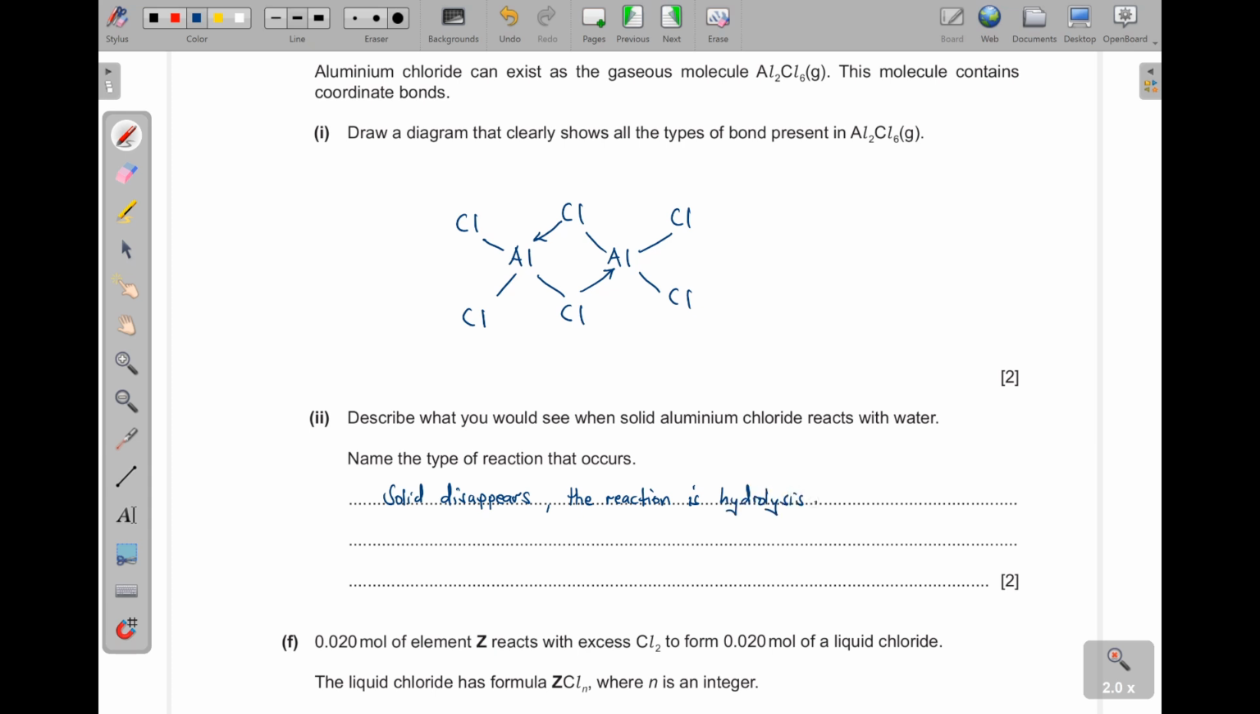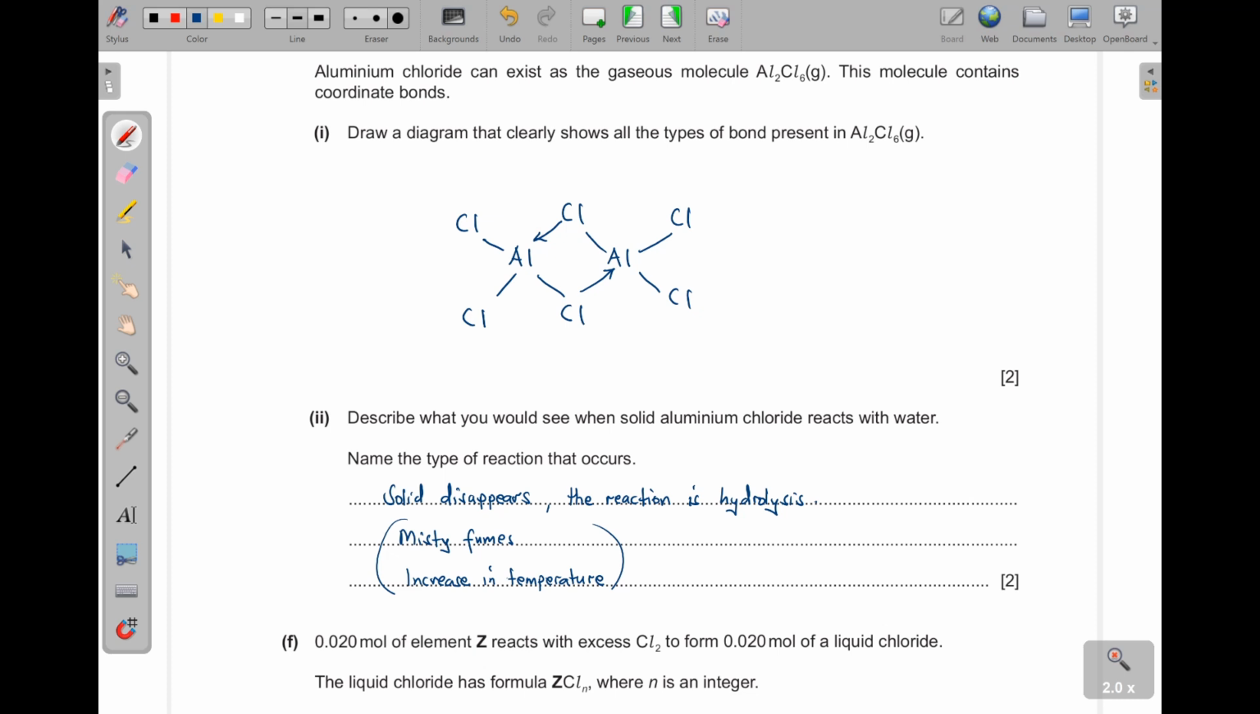Then they said to describe what you would see. So we would also see misty fumes. Misty fumes, that is HCl. Also an increase in temperature. It is an exothermic reaction. But the one that you would see very fast is the solid disappearing. So we can stick on this and then the reaction is hydrolysis. These ones I can just put on as additions.